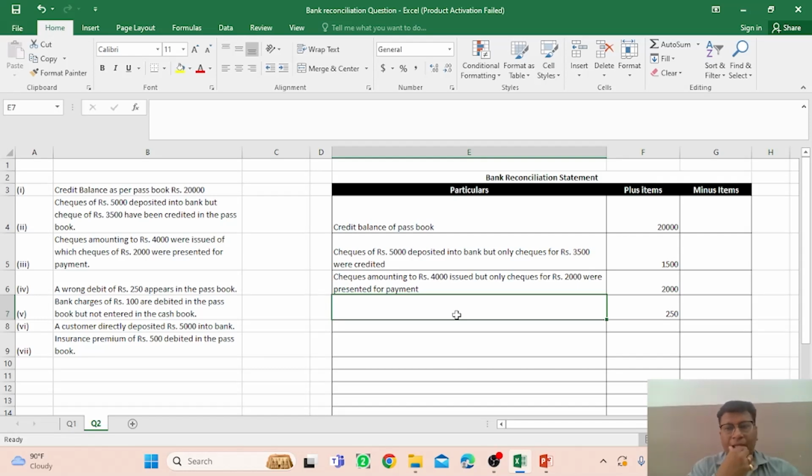a wrong debit of rupees 250 was entered or appears as per the statement in the passbook.